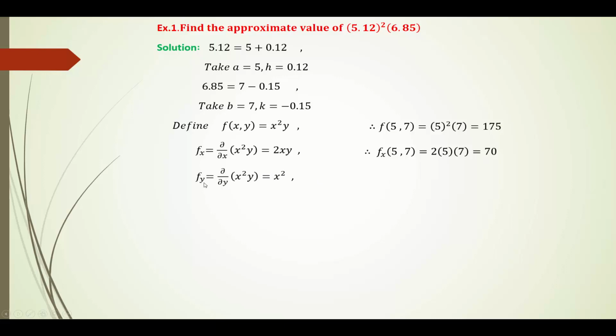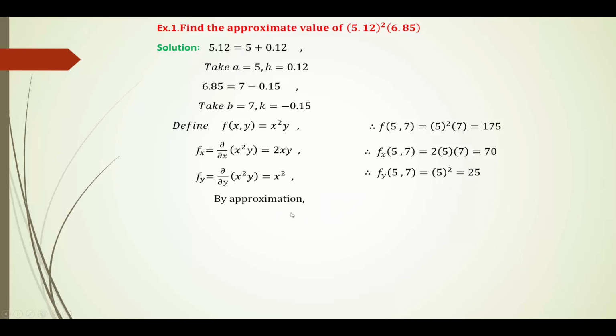Also find fy. fy is ∂/∂y of x²y, the partial derivative of f with respect to y. The derivative of y is 1 and x² is constant, so it remains as it is. So it is equal to only x². Then find fy(5,7). Put x is 5, y is 7, so 5². 5² is 25.